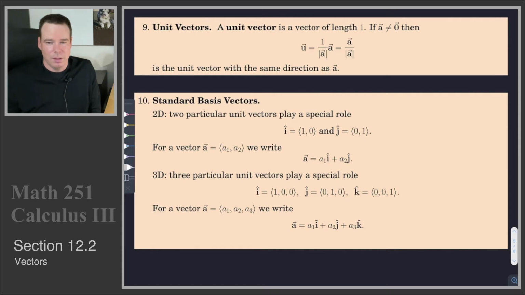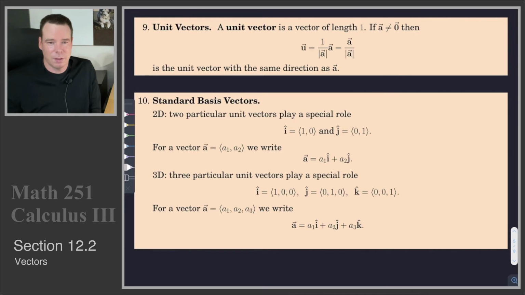So I take the vector A and divide by its length. That's scalar multiplying by 1 over the length of the vector, and that gives me a unit vector. And it points in the same direction as A. A couple of unit vectors that are really important for us are the standard basis vectors.